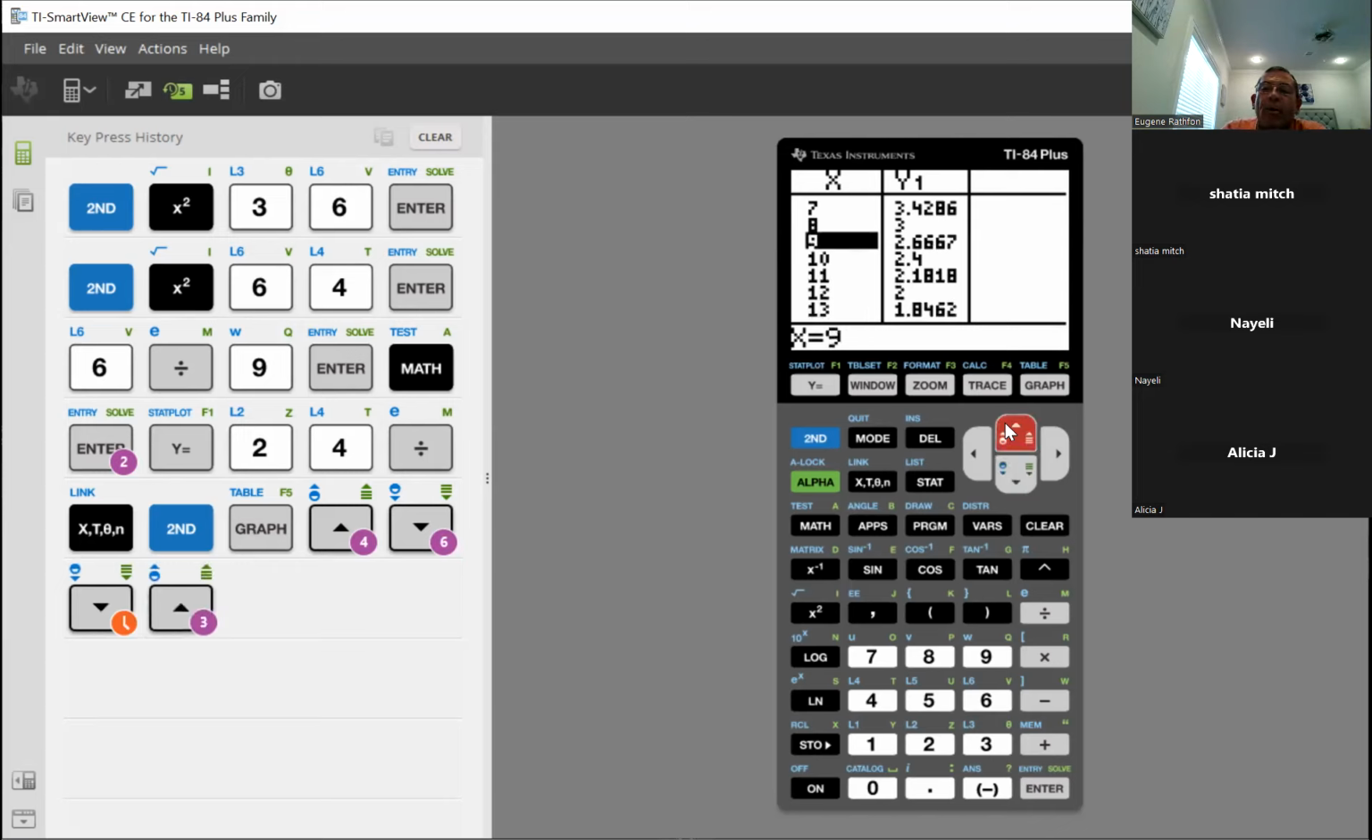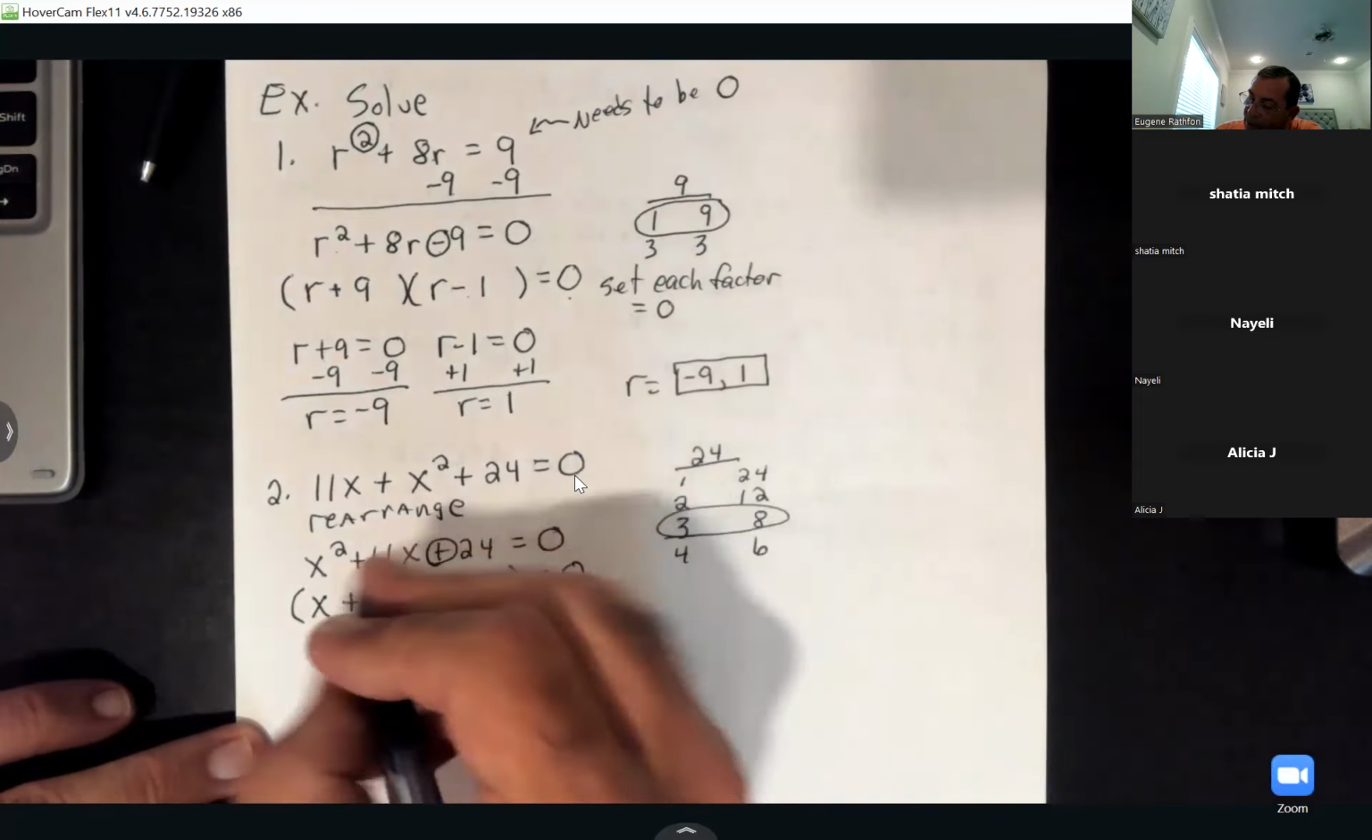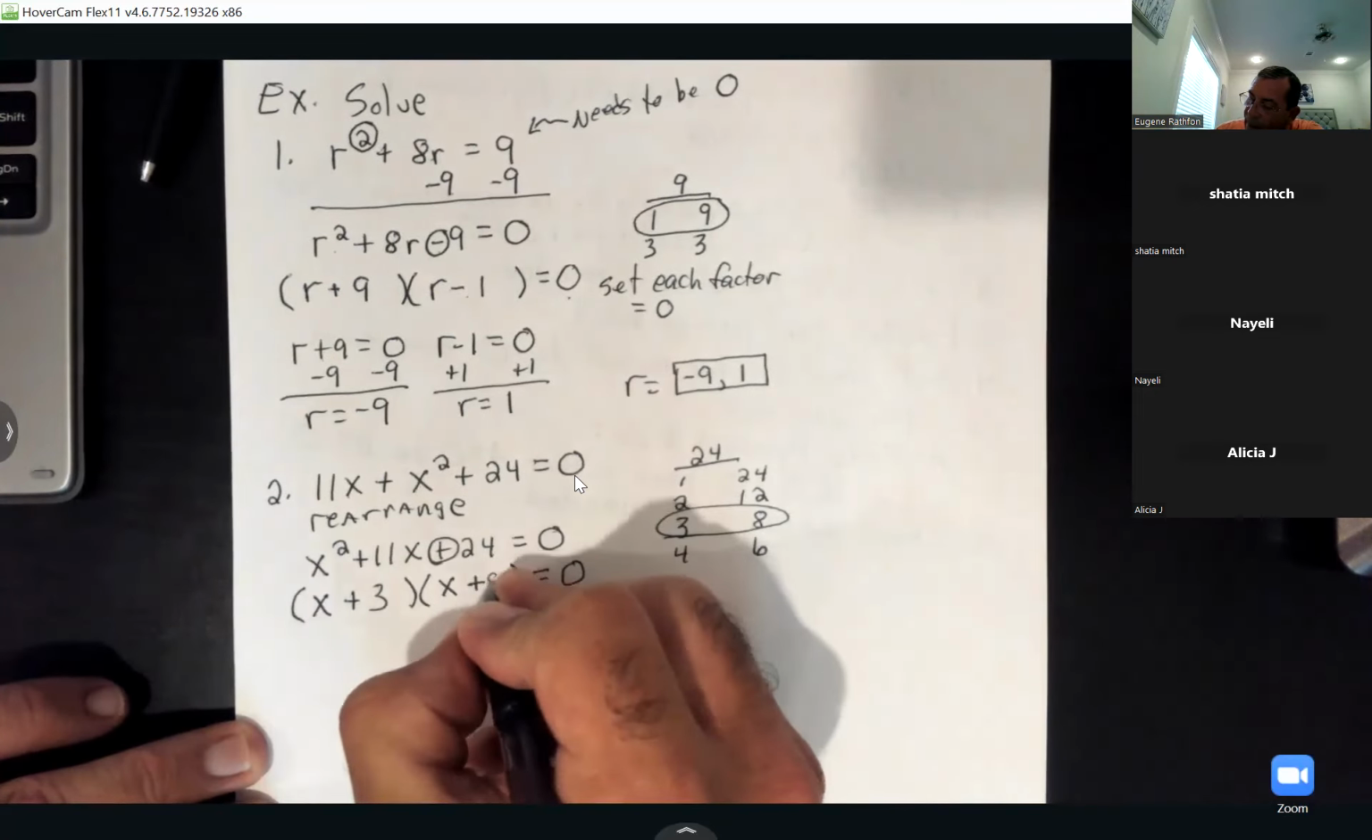You don't want the decimal answers. You just want the ones that gave you integer type numbers. So the one I needed to add to 11 was 3 and 8. So I'm going to go back to my page. I need 3 and 8 because they add to get 11. So here we go, 3 and 8.